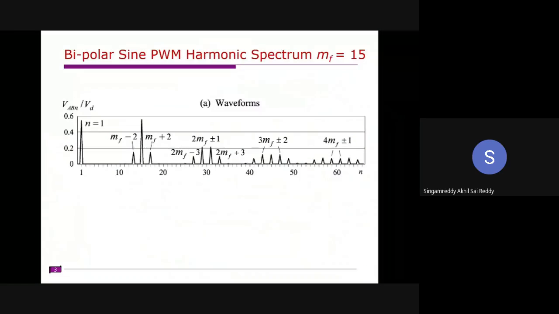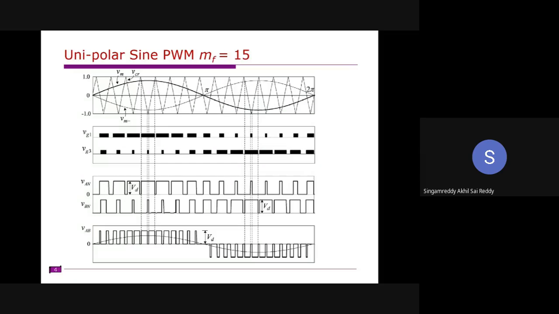Next, its corresponding harmonic spectrum of this waveform. The harmonic spectrum, we'll get back to this later. So next we will discuss unipolar PWM. In case of unipolar PWM, you have four switches, right? S1, S2, and you have switches S3, S4.